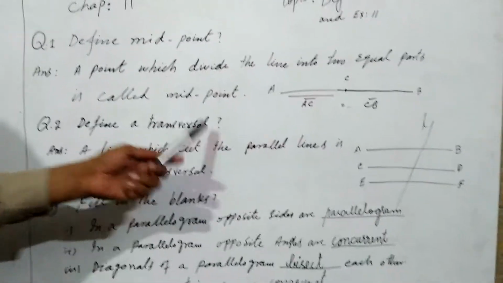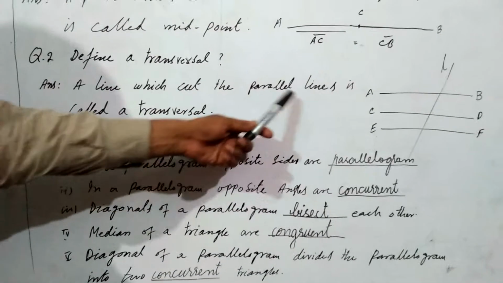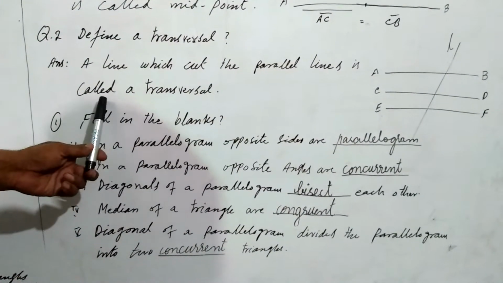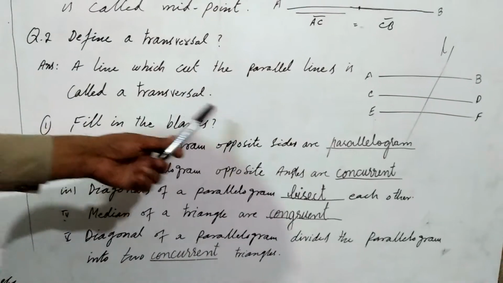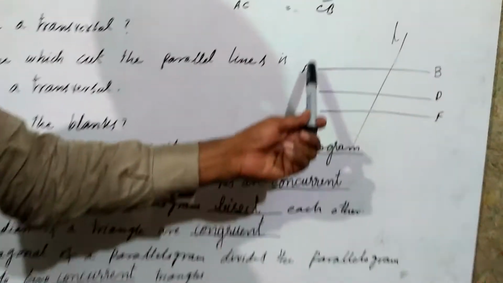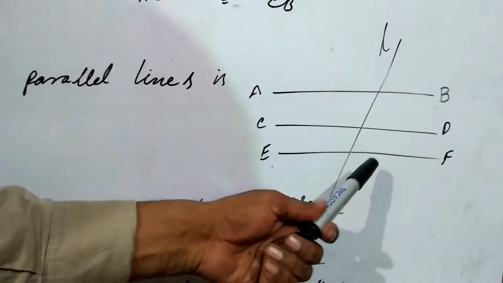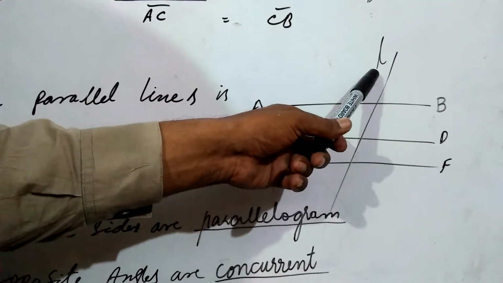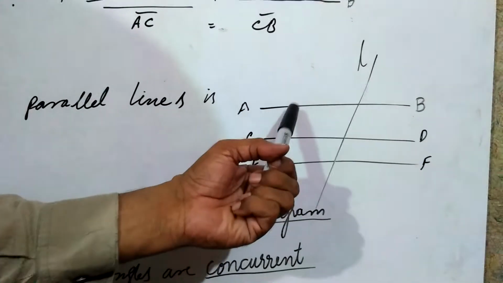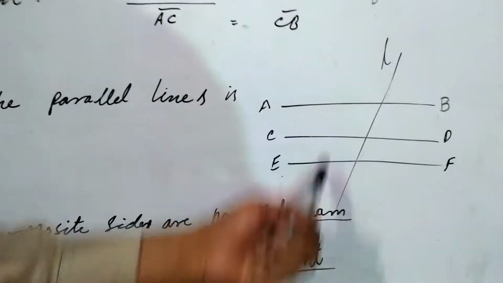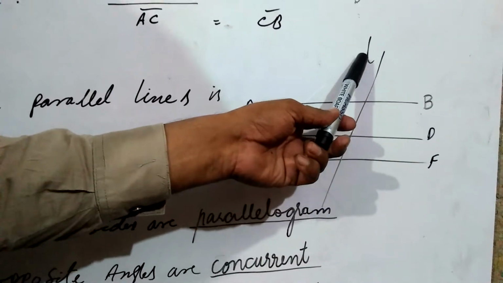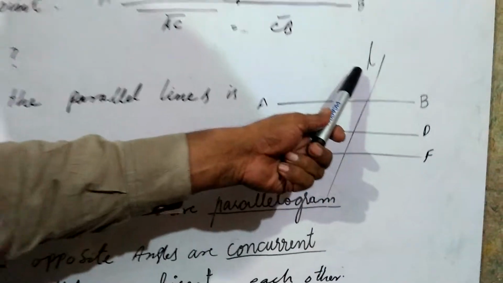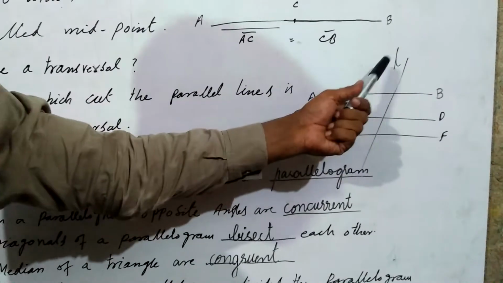Define a transversal. A line which cuts parallel lines is called a transversal. As we have three lines AB, CD and EF cut by line L. So as AB, CD and EF are parallel lines and line L cuts these three parallel lines, that's why line L is called a transversal.